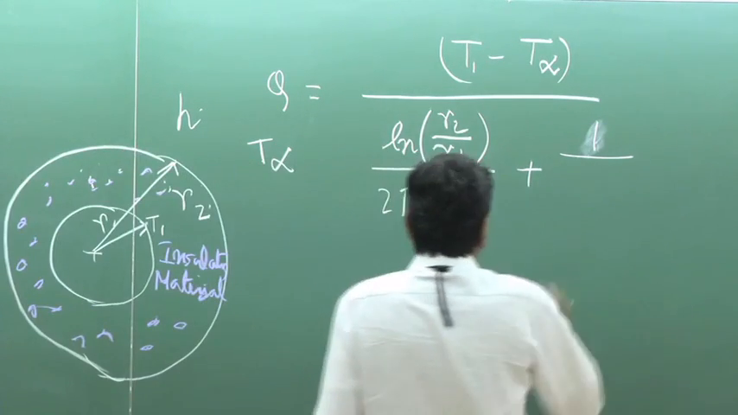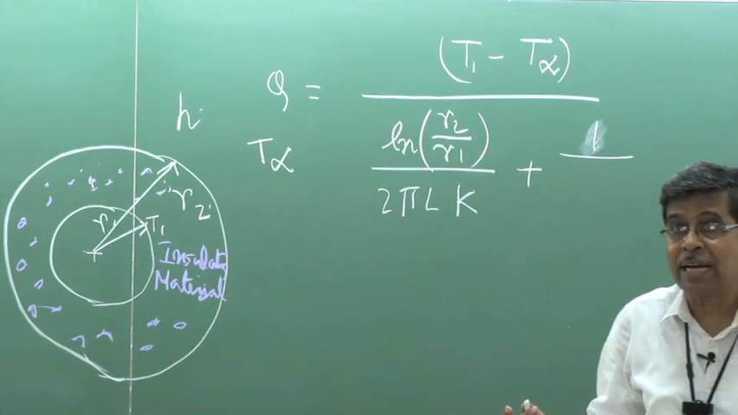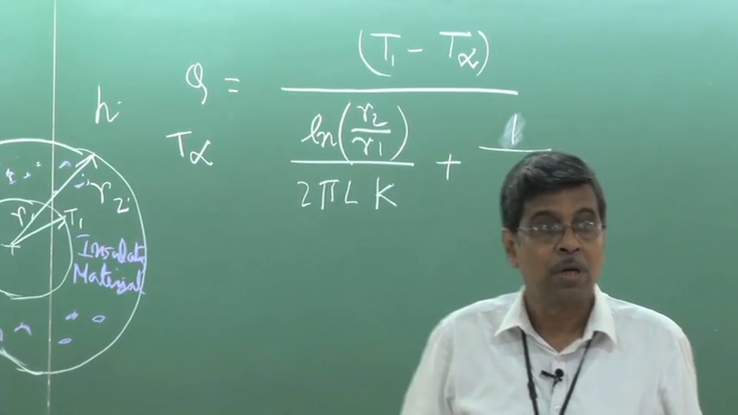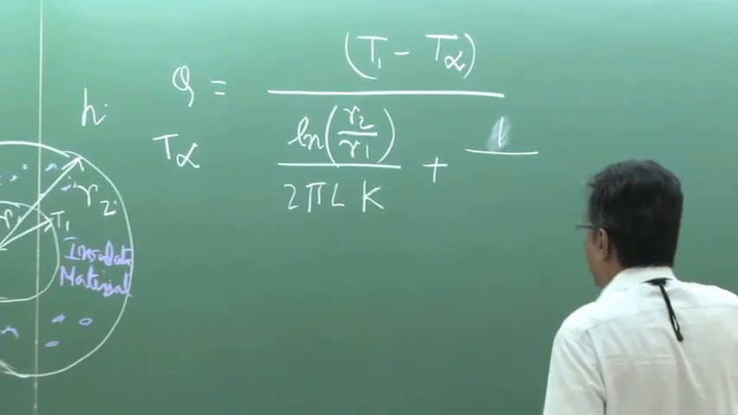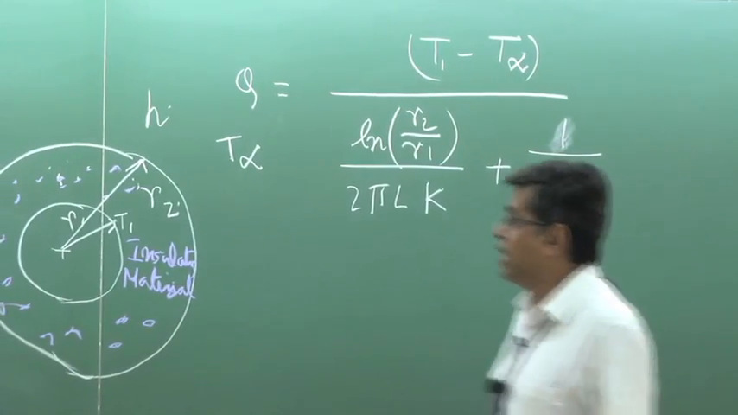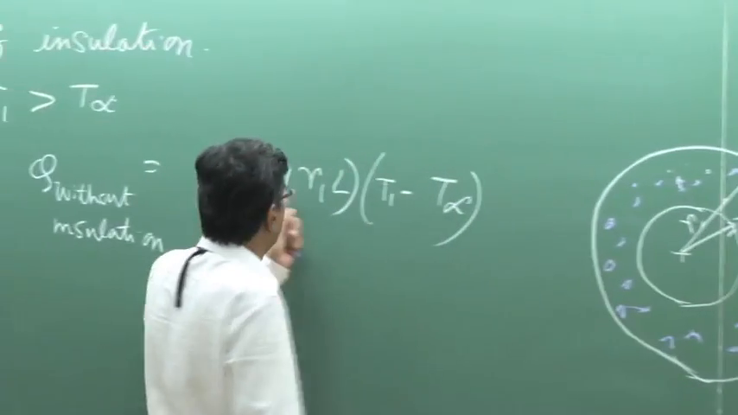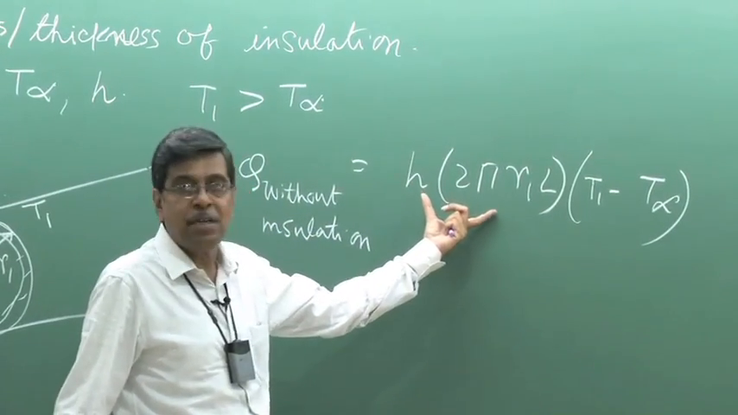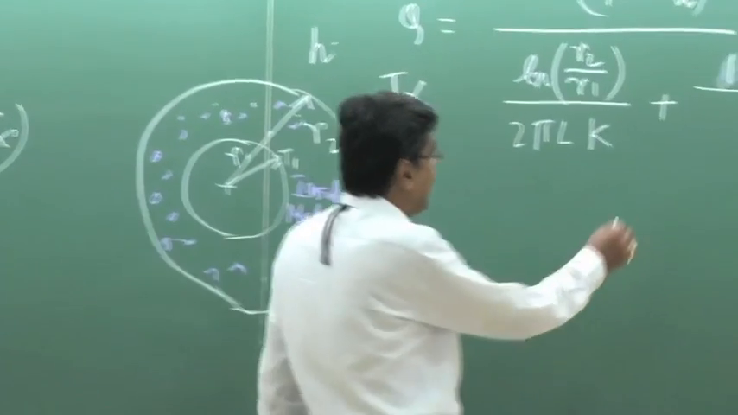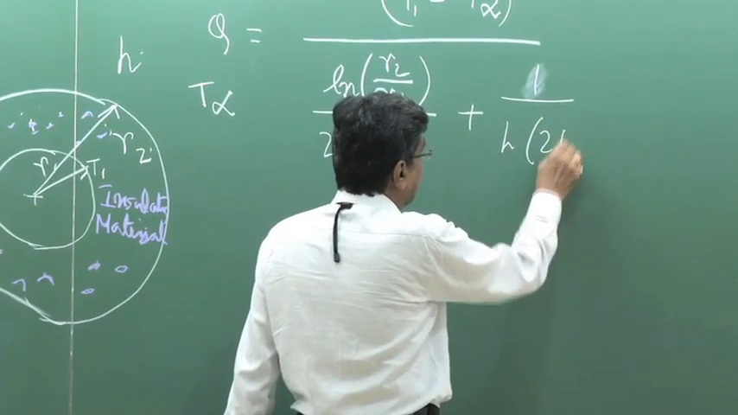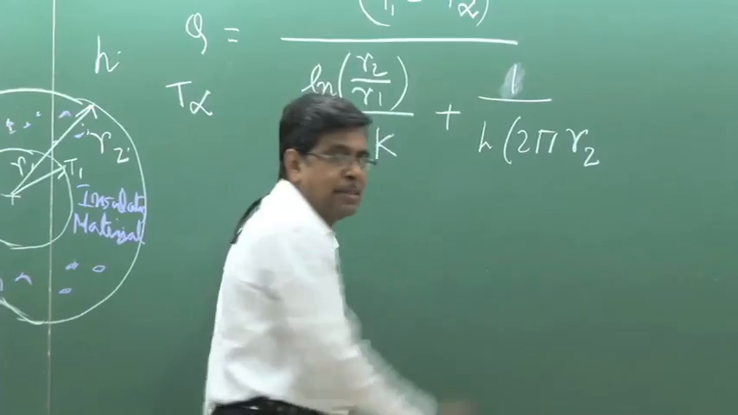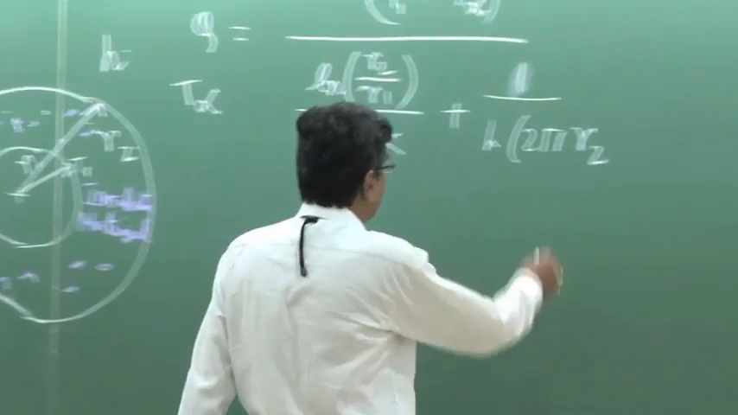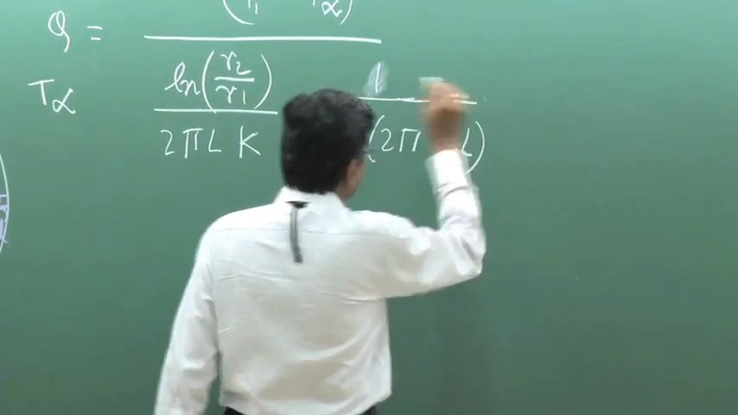Convective resistance: when we discuss convection, you will know in detail what this convective resistance is meant for, when you understand the mechanism of convection. But so far we know the convection heat transfer is determined as h into area into temperature difference. Therefore this is 1 by h A, the convective resistance. That means 1 by h into R, where R is the outer radius, that means the radius of the insulation, twice pi R2 into L. So this is simply the expression.